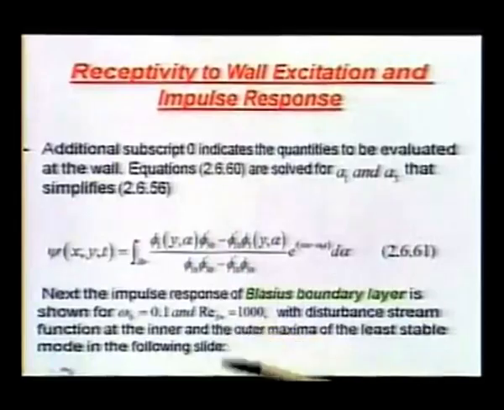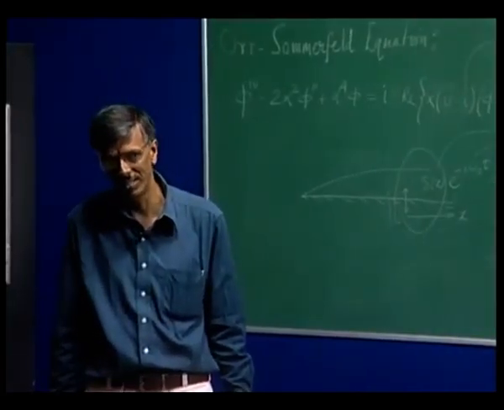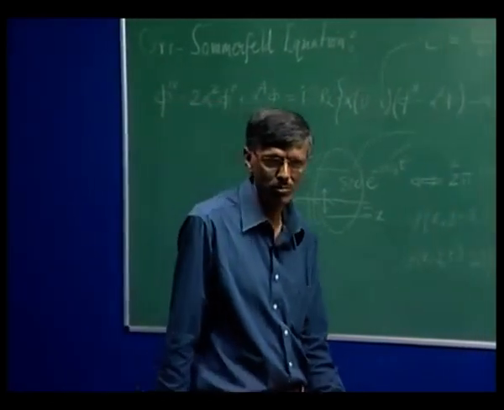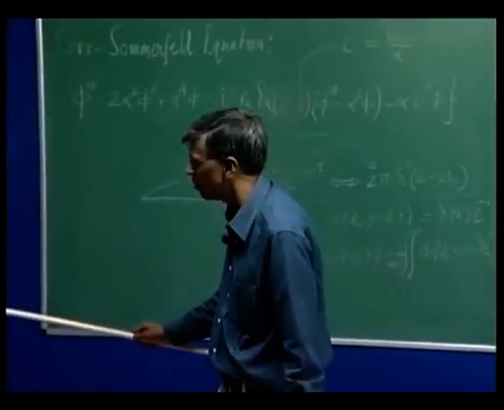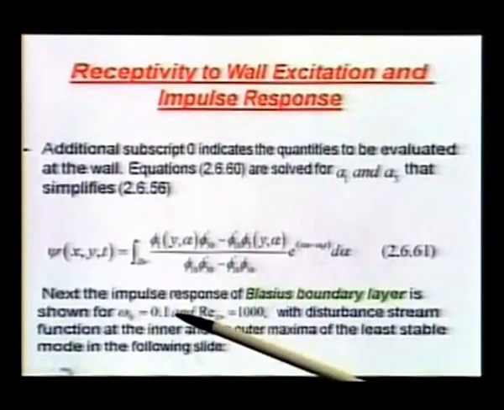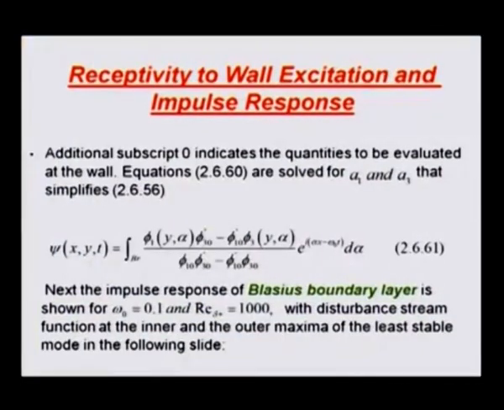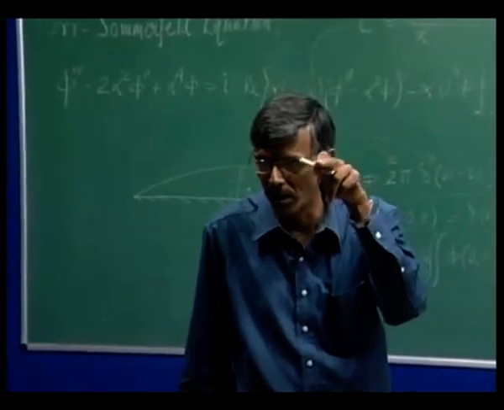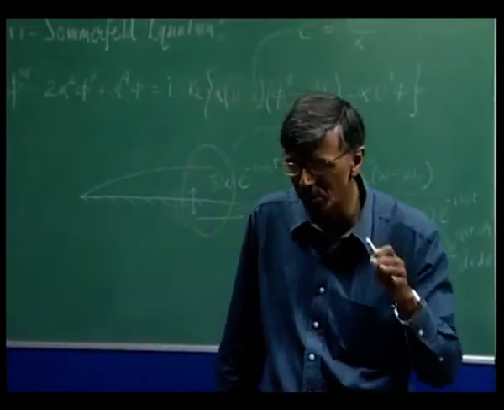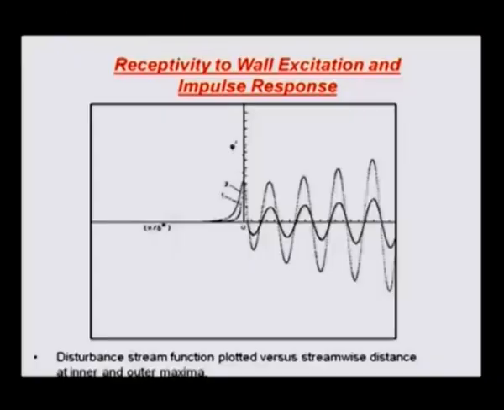And we have already seen that Reynolds number of 520 is about the point where flow becomes first critical. So, 1000 is far into the supercritical range, and we are talking about omega naught equal to 0.1. That would sit somewhere in the middle of this neutral curve. So, it will be quite perceptible disturbances that you are going to see. Now, let's move ahead and see what it looks like.